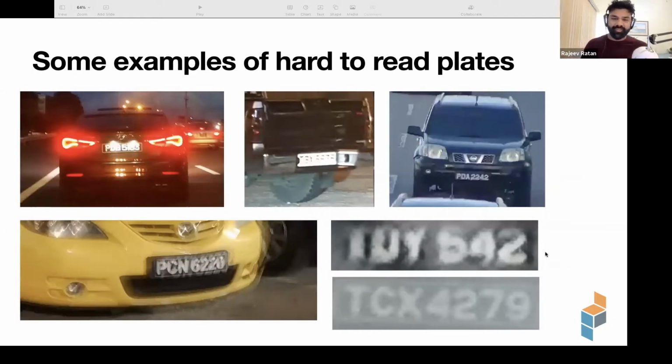So these are some examples of plates that are hard to read. You can see a host of issues here. But generally, even a human can't really read these plates too well, unless, like, I can read this one and this one, but the others are quite hard to read.